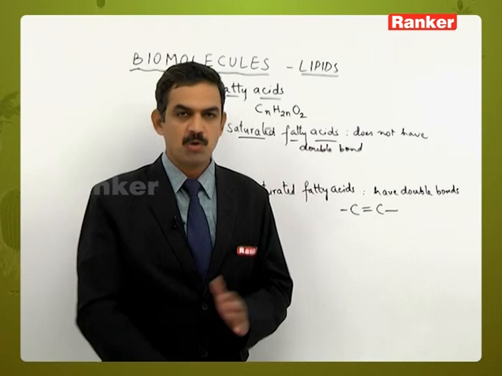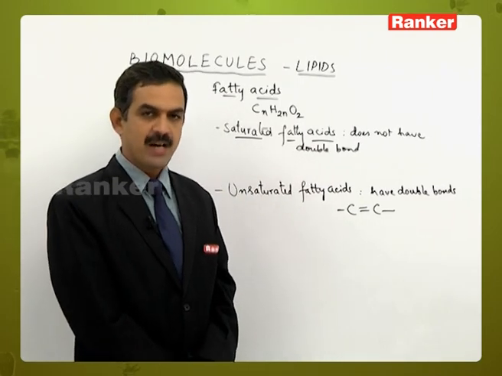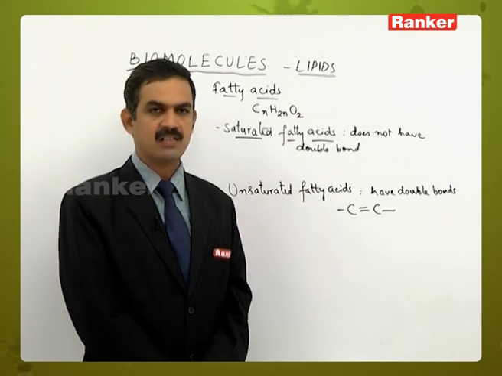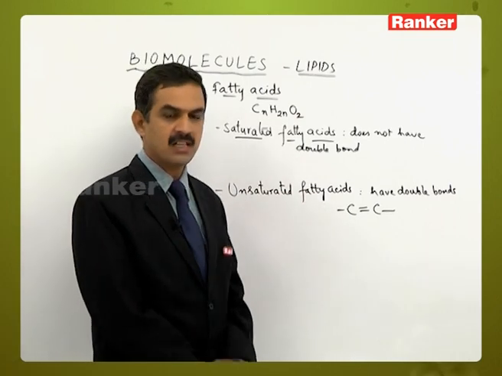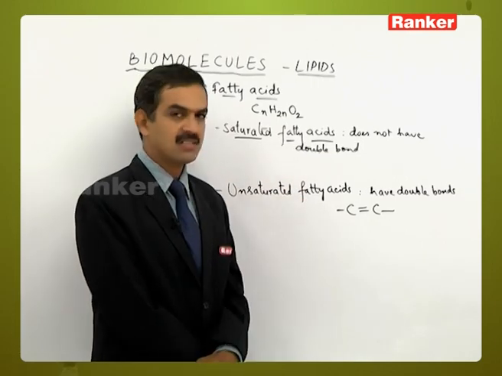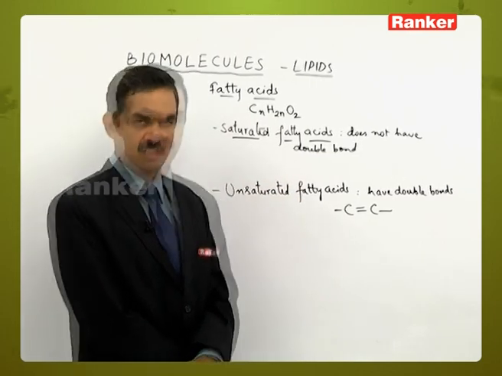And how many such double bonds are present depends. Based on that, monoene, diene, triene, tetraene, like different types of unsaturated fatty acids are there. Let's discuss them after a while. Before that, let's discuss the saturated fatty acids a little.